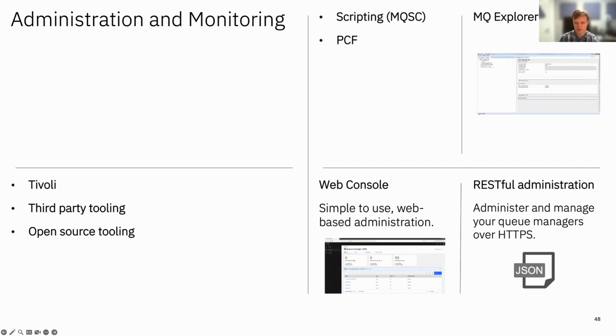We also now have a REST API. As well as a REST API to put and get messages from a queue, we also have a REST API to administer and manage your queue managers. And we also have our standard, more traditional methods of accessing MQ. So we have MQSC scripting, which you can either use as an interactive command line, or you can script it and run a bunch of commands at the same time. There's also a lot of third-party and open source tooling that can run with and interact with MQ.